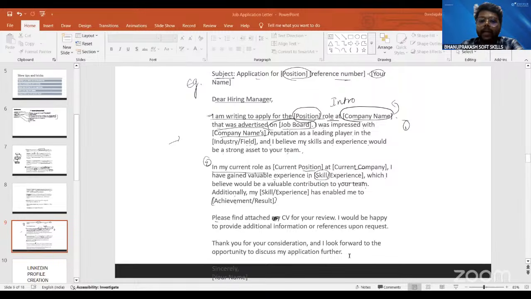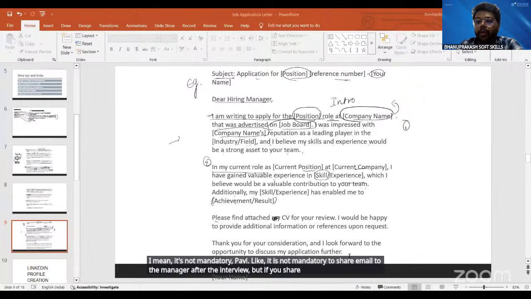I mean, it's not mandatory, Pavi. It is not mandatory to share an email to the manager after the interview. But if you share, that will look good.